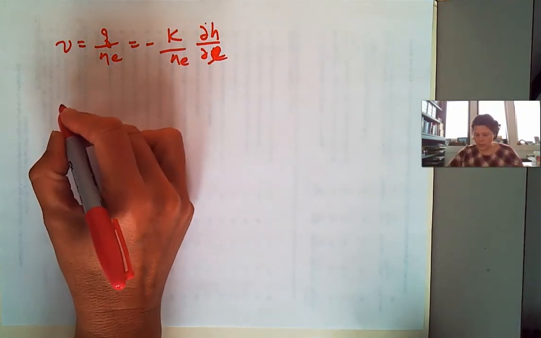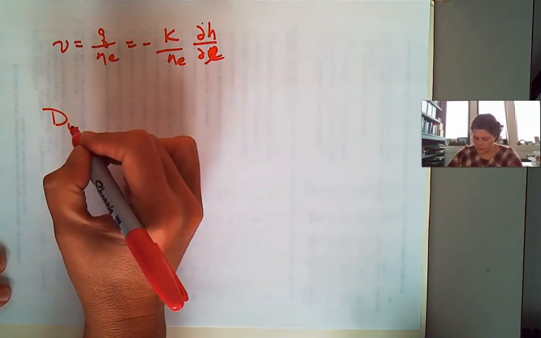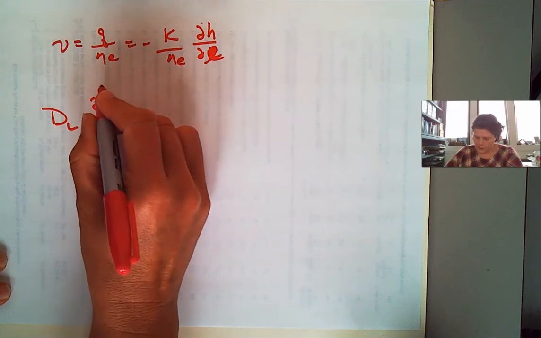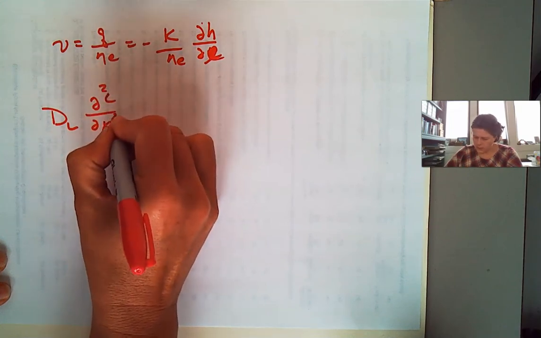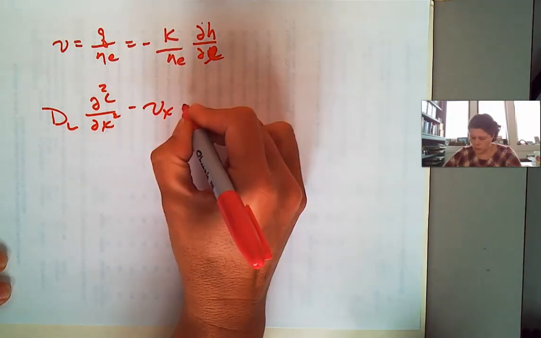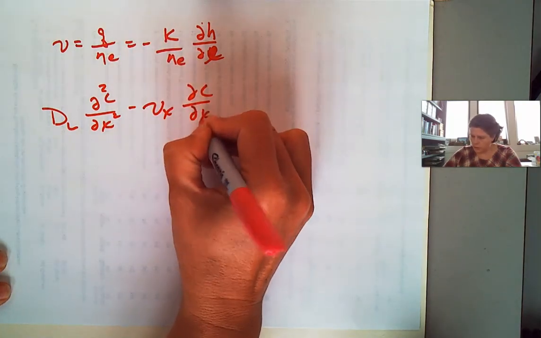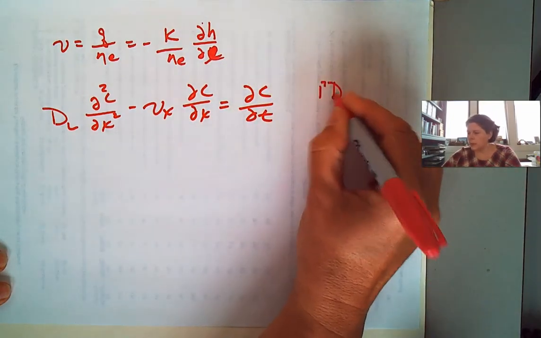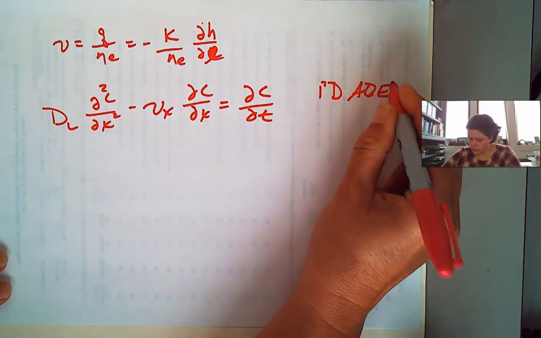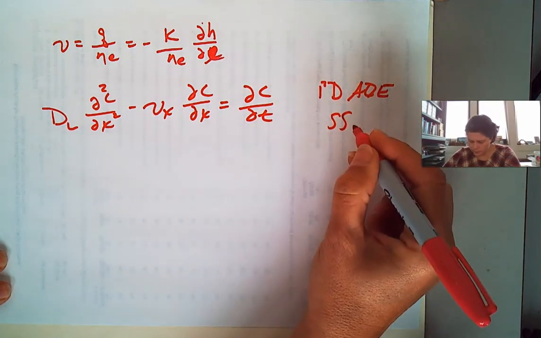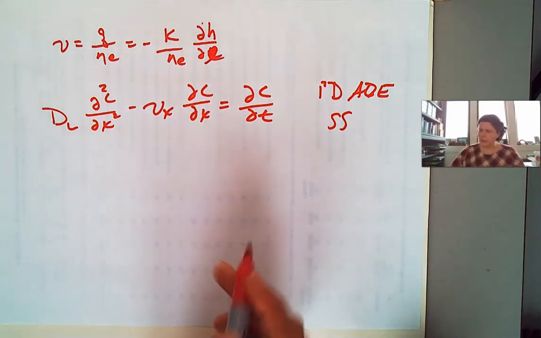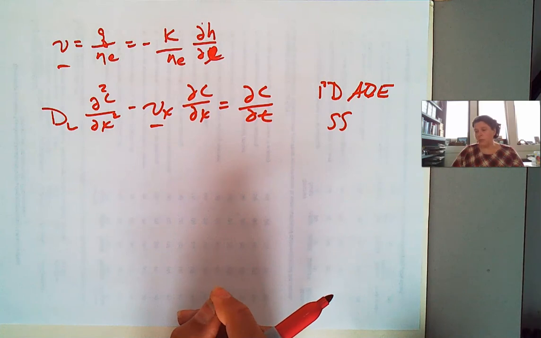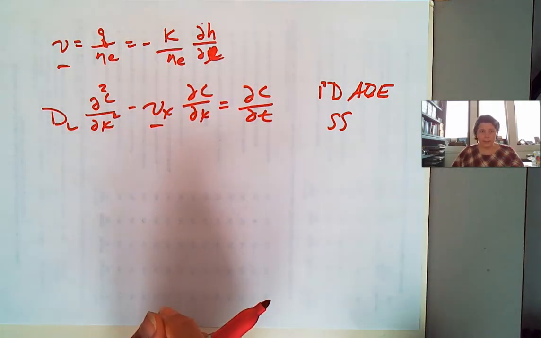When we do that, we end up with our diffusion term, the change in concentration over change in x, minus the velocity in the x direction times the change in concentration over change in x, equals the change in concentration with time. This is the one-dimensional advection dispersion equation for steady state flow. And usually we use the calculated velocity up here and an analytical or numerical model in order to do the rest of the system.